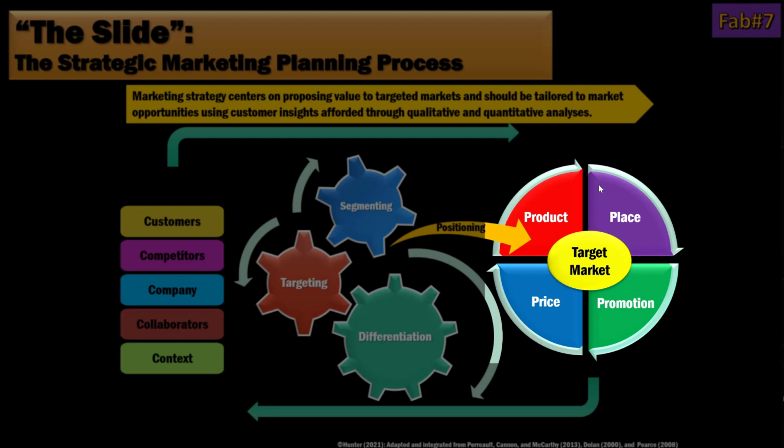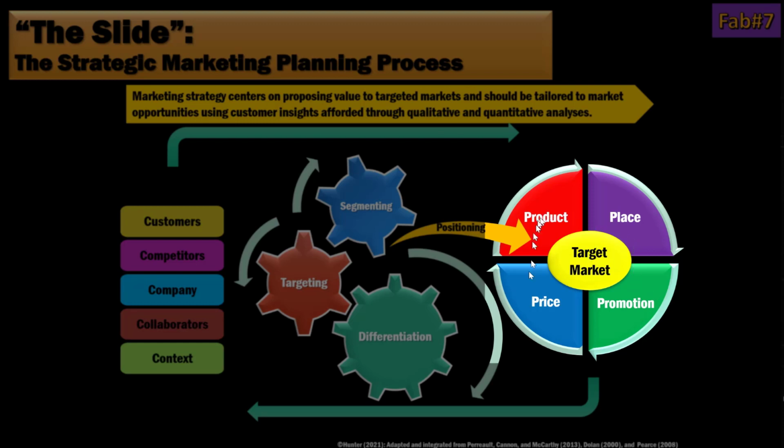But here I want you to see that I'm breaking the marketing strategy down into these two component parts: the marketing mix, which now is represented by these 4Ps: product, price, place, and promotion, and the target market being the second component of the strategy.